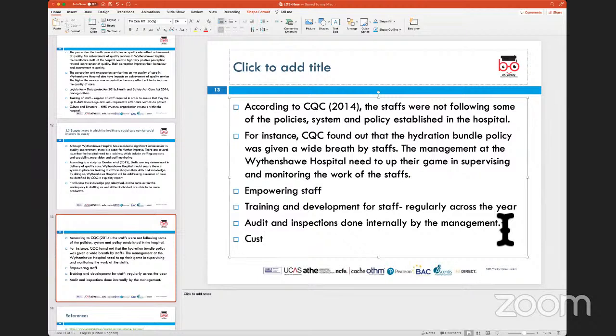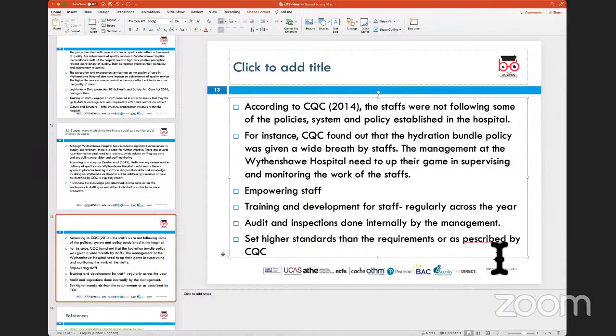One of the other things you could do is set higher standards than the requirements prescribed by regulatory bodies, so prescribed by CQC.